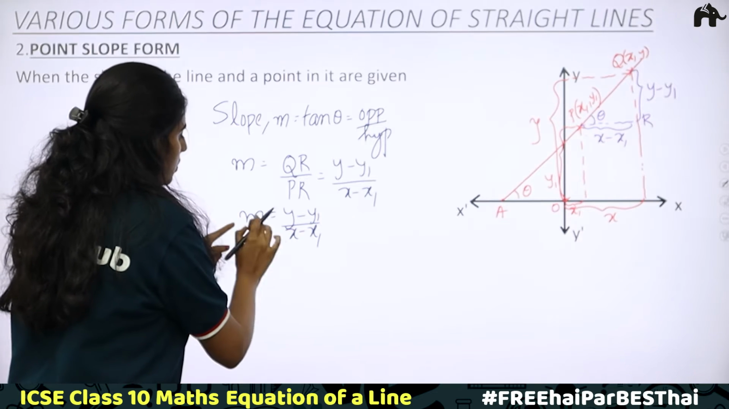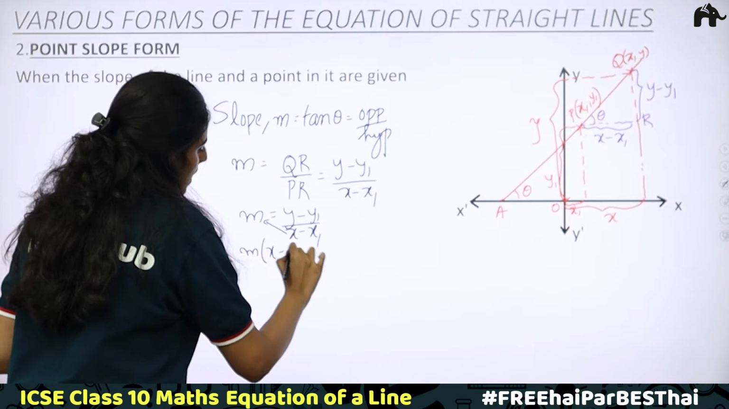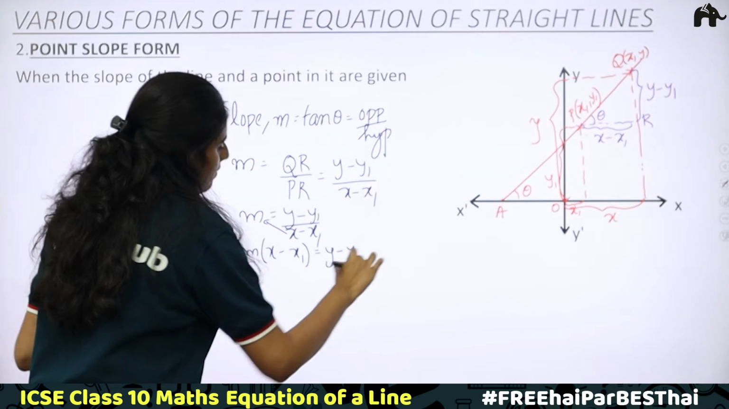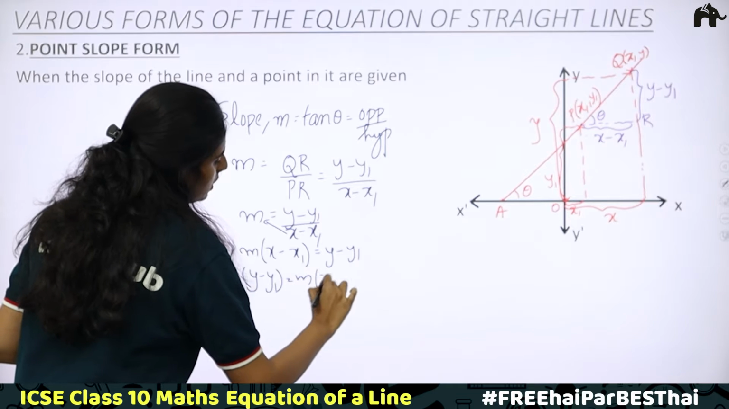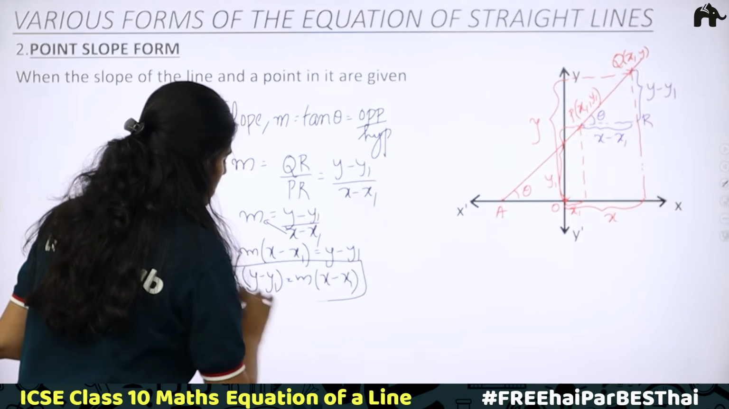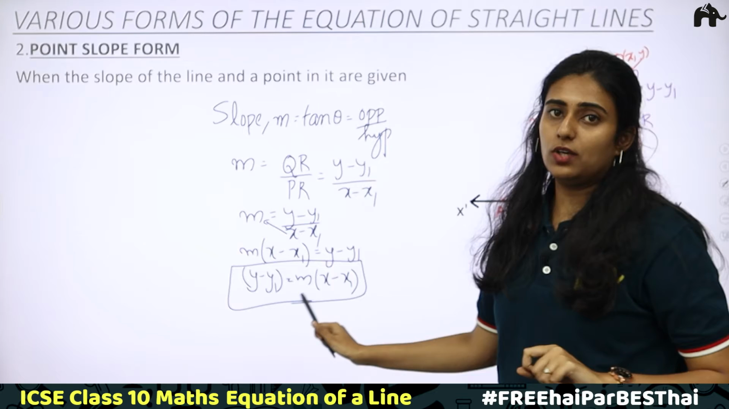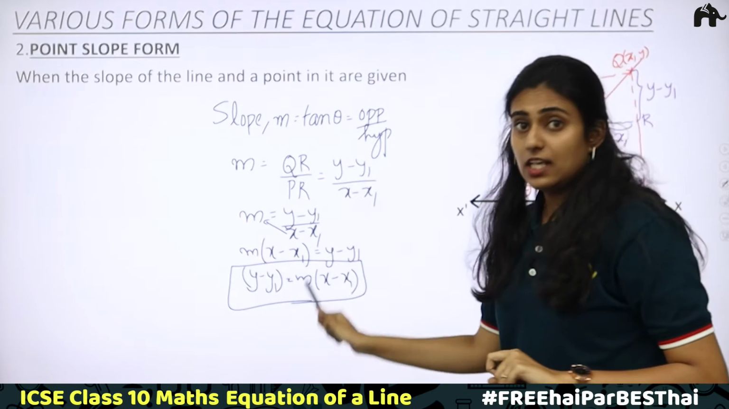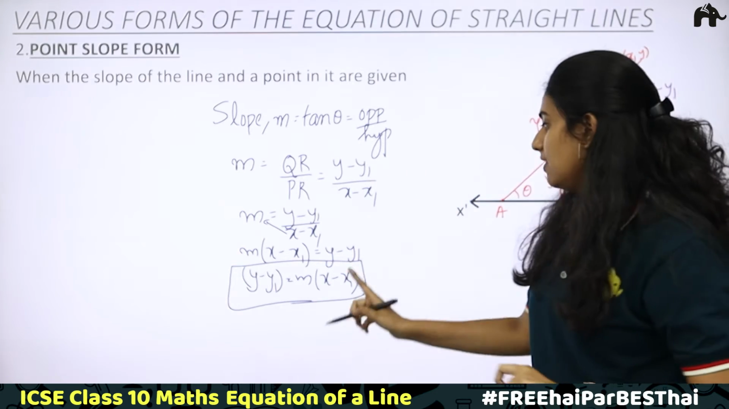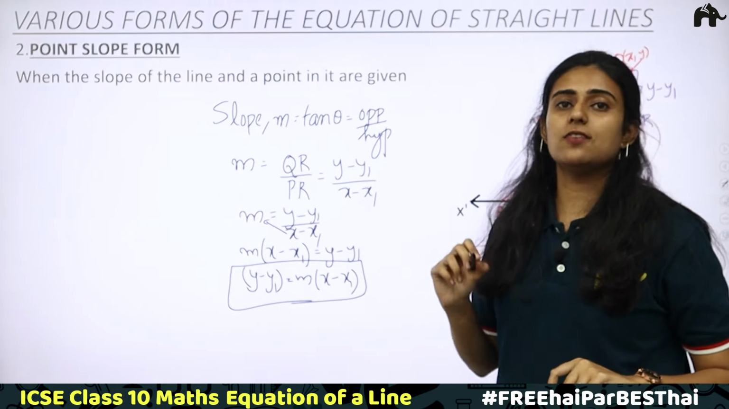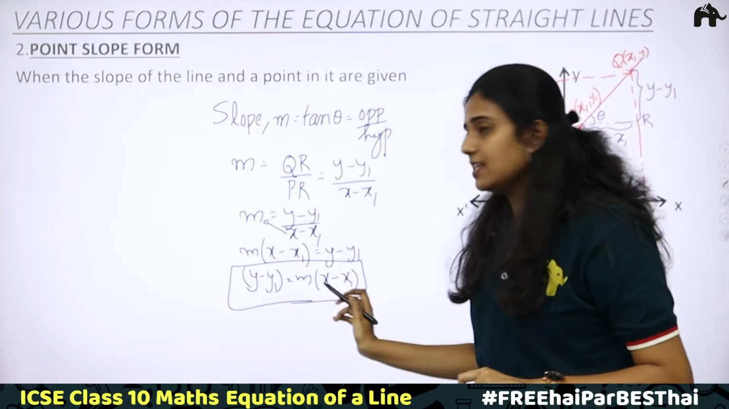Next step, we take this x minus x1 to the left hand side: m into x minus x1 is equal to y minus y1. On rearranging, we get y minus y1 is equal to m into x minus x1. So this is the required equation, the point slope form of the equation of a straight line. Here we need the slope value m and the coordinates of any one point. We have taken point P with coordinates x1, y1, and a general point Q with coordinates x, y.